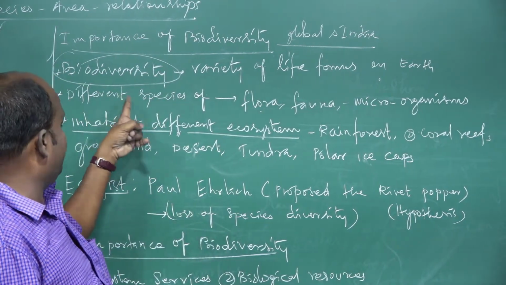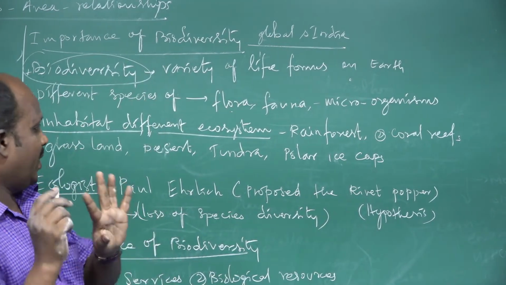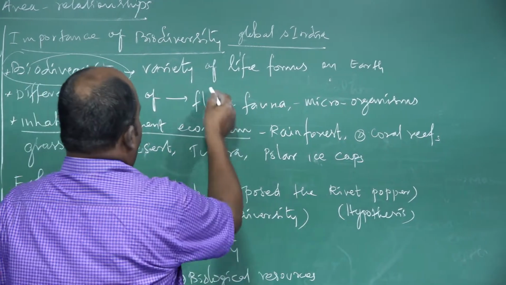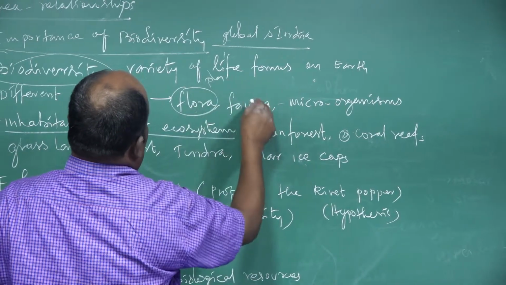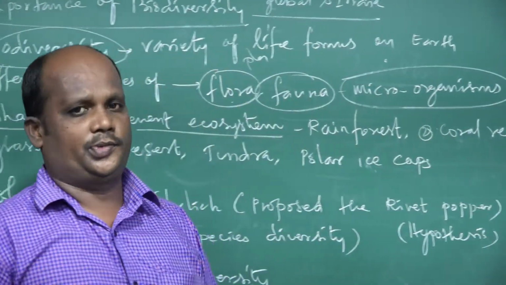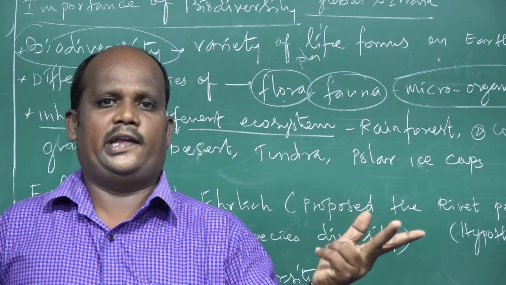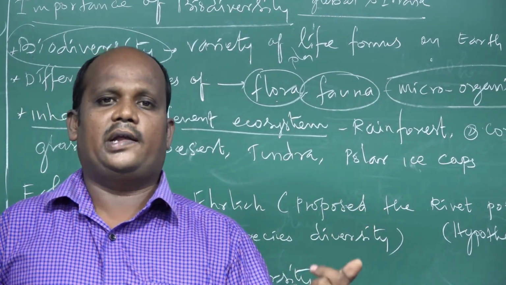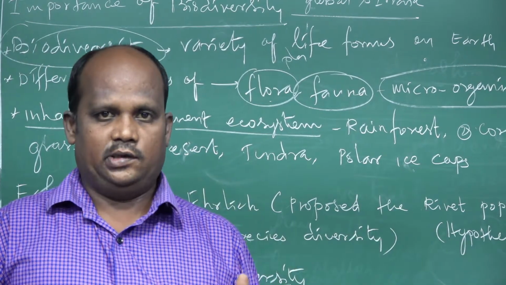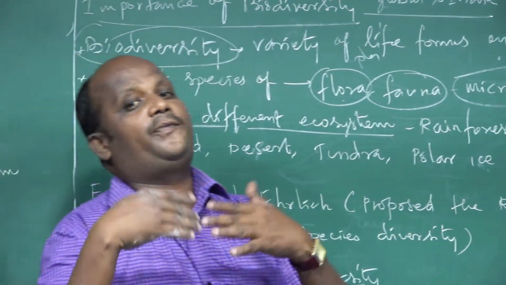So the species difference means they are different from one population to other populations. I mean population, meaning flora, which means plants, fauna, which means animals, and the microbes also. See, they are going to compare the microbes. Microbes are not the same: bacteria, virus, fungi, algae, and protozoans. Many microbes are there, so microbes also have varieties of forms.